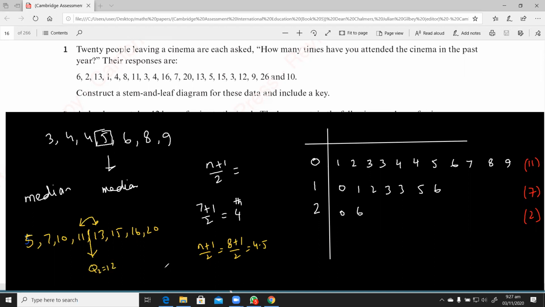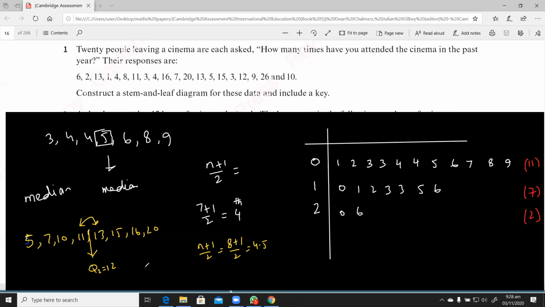Okay. So I have two cases here. One when the total number of observations is odd, the other when it is even. In case of an odd number of observations, you have clearly one observation right in the middle of the data. And in case of an even number of observations, we have two observations in the very middle of the data. So you have to find the mean of those two observations to get to your median.